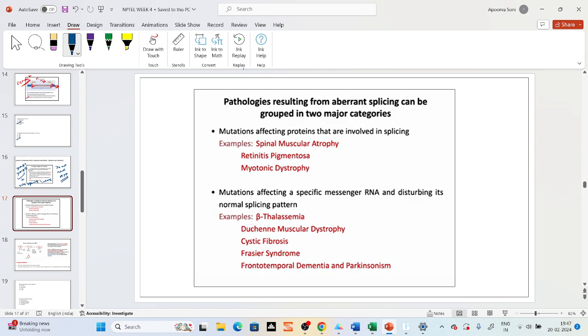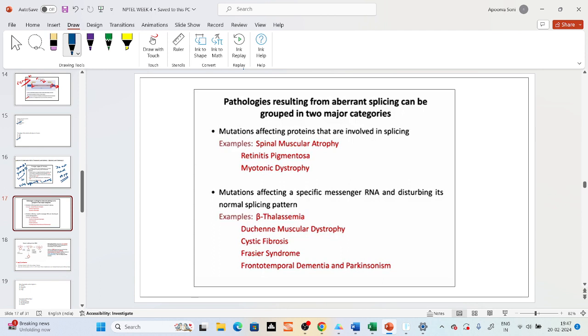So there are two major categories in which we can group the pathologies that are resulting from the aberrant splicing. The first one is mutations that affect the proteins that are involved in splicing, and second is mutation affecting a specific mRNA and disturbing the normal splicing pattern. Okay, so basically these are the examples.